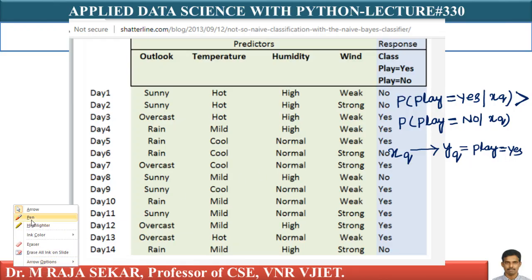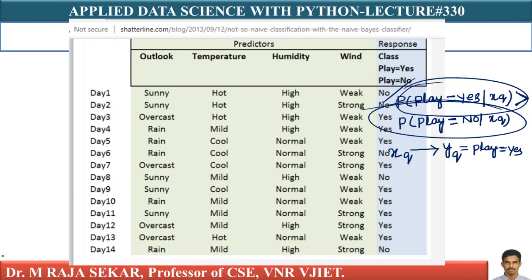Why am I declaring its class as yes class? The reason is, if the probability corresponding to yes is bigger than the probability corresponding to play equal to no, in that case yq corresponding to xq will be yes. If the probability of play equal to no for given xq is greater than the probability of play equal to yes for given xq, then I can declare yq as no class. Whichever is bigger of these two values, that label I will assign to my query point.